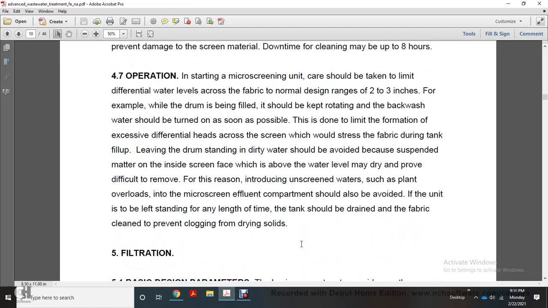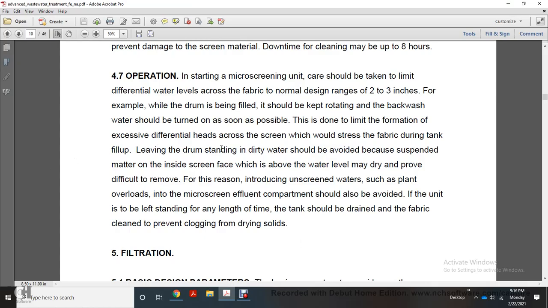Operation. In setting up the microscreen unit, care should be taken to limit the differential of water level across the fabric. The normal design range is 2 to 3 inches. For example, while the drum is being filled, it should be kept in rotation. Backwash water should be turned on as soon as possible. This is done to limit the formation of excess differential heads across the screen, which would stress the fabric during the tank.